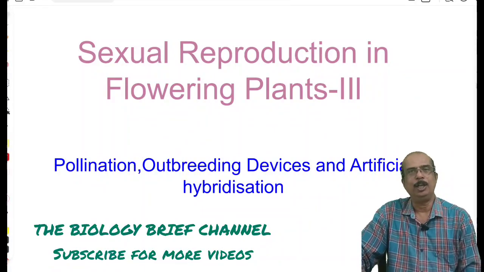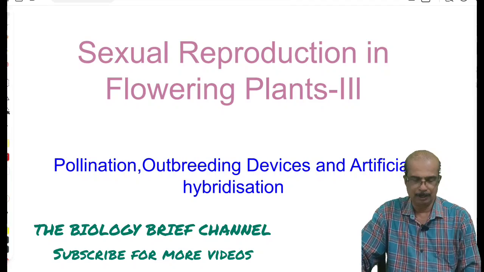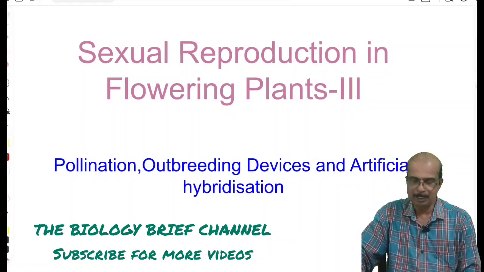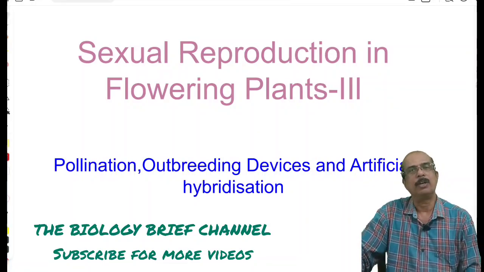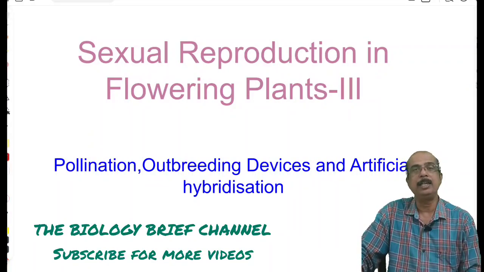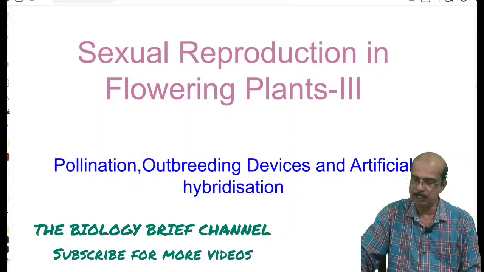We are continuing with our chapter Sexual Reproduction of Flowering Plants, third part. This belongs to Plus 2 Biology. In this class, we are going to discuss pollination, different types of pollination and different pollinating agents, then outbreeding devices, and at last, artificial hybridization.